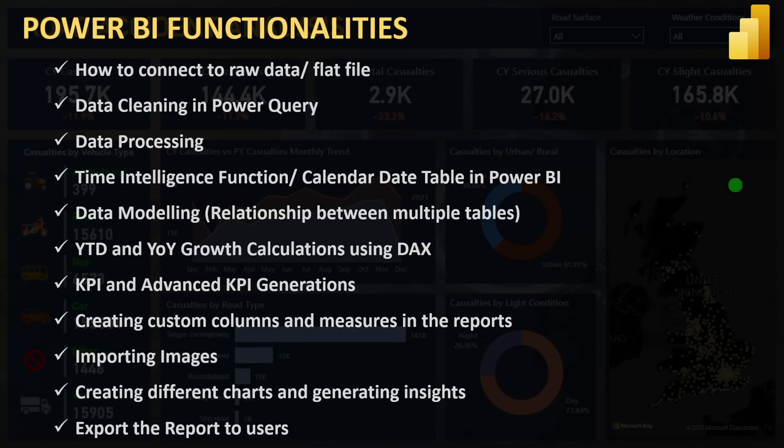Then we have data modeling, where we will connect our different tables, which is nothing but joining these tables, right? Then we will see some DAX calculations to find year-to-date and year-on-year growth. We will create some KPIs and some advanced KPIs as well. Then we will create some custom charts, different measures and columns in the report. We will be importing some images, and we will create different charts and generate insights. We will also explain how we can export this report, and how we can make it available to users so they can access it on their own system. These are the functionalities you will be studying in this project.